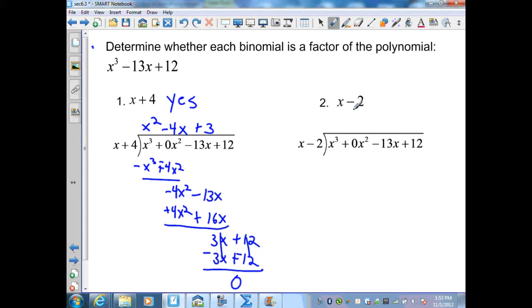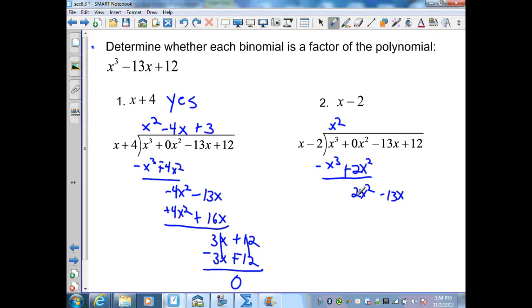Is x minus 2 a factor of our dividend? Again, I put a placeholder in for my 0x squared. Now I have it in descending order, and I'm going to follow the same process. X times what gives me x cubed? That would be x squared. Distribute. That's going to give me x cubed minus 2x squared. Change the signs. That's going to give me the x cubeds drop. That's 2x squared. Bring down the minus 13x.